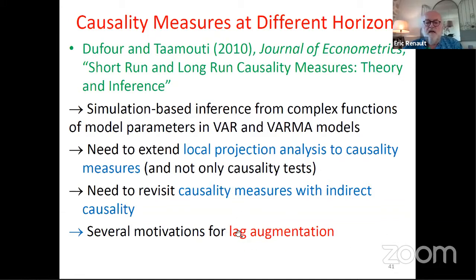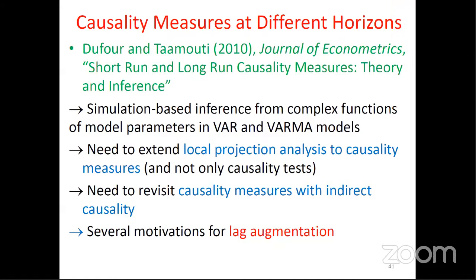So to some extent, lag augmentation will show up now for three reasons. One, because your local projection should be lag augmented. Second, because you should consider causality at horizon larger than P. And third, as we have said, because you should take into account non-Markovianity of X in isolation. Okay, so I guess I will stop here. Thank you. Thank you very much.